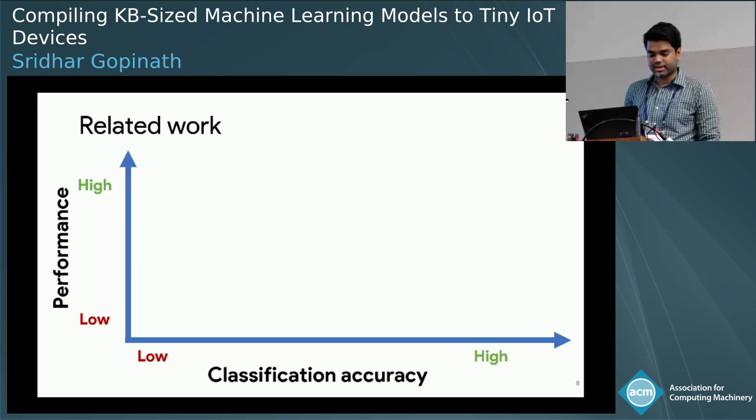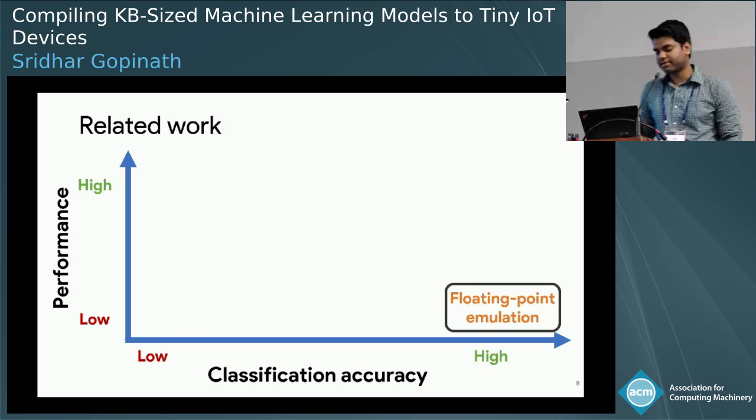In this graph, I compare the related work, with the x-axis showing the classification accuracy of the ML models and the y-axis representing the performance on IoT devices. The first alternative is to perform floating point software emulation. Since the IoT devices do not have any floating point unit on them, the device manufacturers provide software libraries that emulate the IEEE floating point standard using integers.